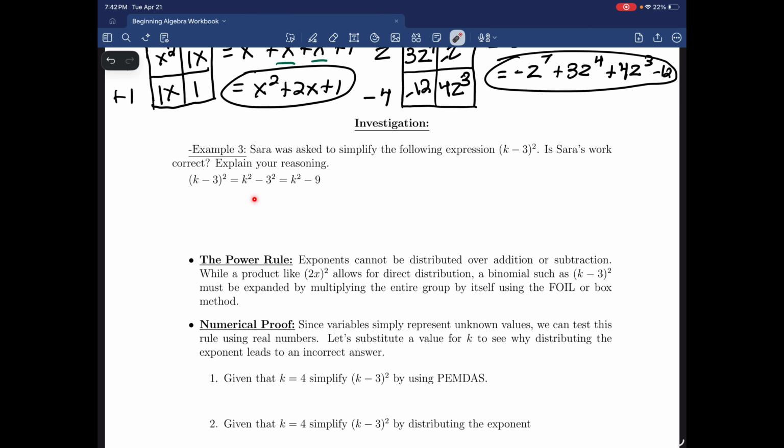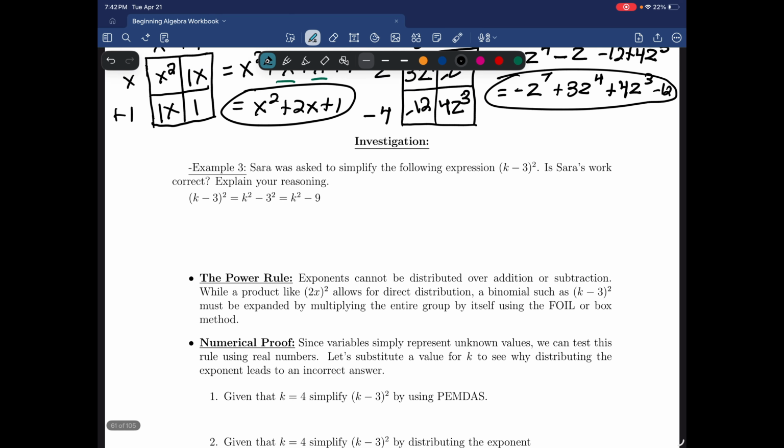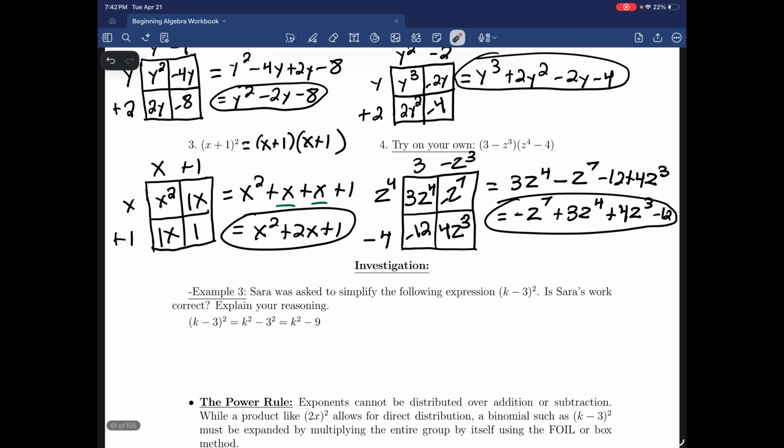Sarah's work is right here. Pause the video on your own. Think about whether or not Sarah's work is correct. And once you have written your answer, go ahead and resume the video. So assuming you have given it a go, let's go through this. So taking a look, we could also tell right away, if we look at this example, notice that even though these two examples aren't exactly the same, they're both a binomial squared.